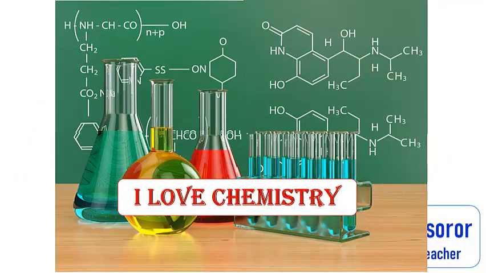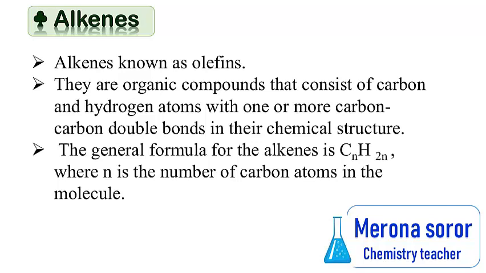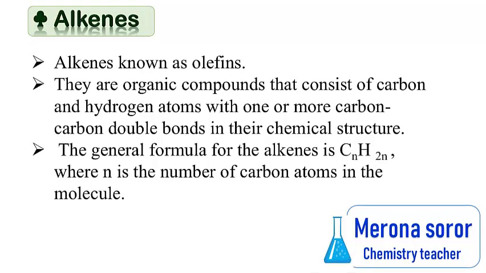Miro Nasroor, chemistry teacher. Our topic today, reaction of alkenes. Alkenes, known as olefins, are organic compounds that consist of carbon and hydrogen atoms with one or more carbon-carbon double bonds in their chemical structure. The general formula for the alkenes is CnH2n, where n is the number of carbon atoms in the molecule.